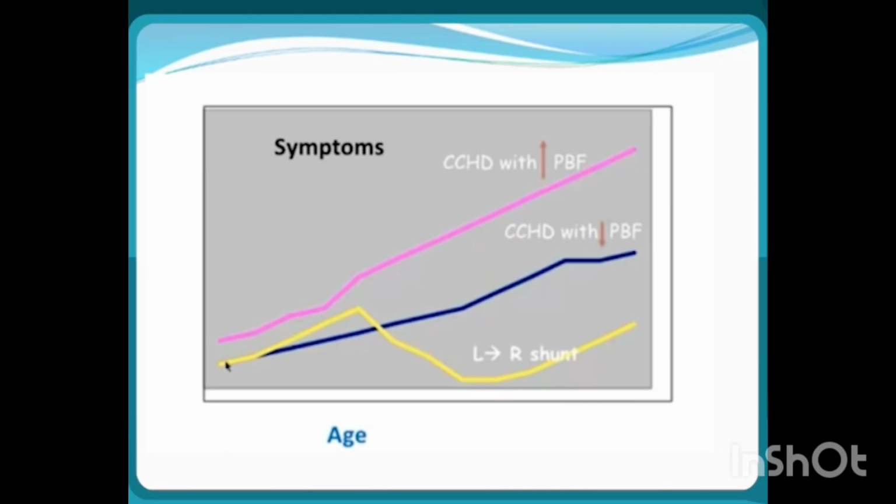While the acyanotic CHD with increased pulmonary blood flow, the left to right shunt situation, they are usually normal at birth, but they become symptomatic at 4 to 6 weeks of life. They remain symptomatic during the first few years of life. Then the shunt becomes right to left or bidirectional, and then they become somewhat less symptomatic, and then again they become symptomatic during the later years of life, during the Eisenmenger period.